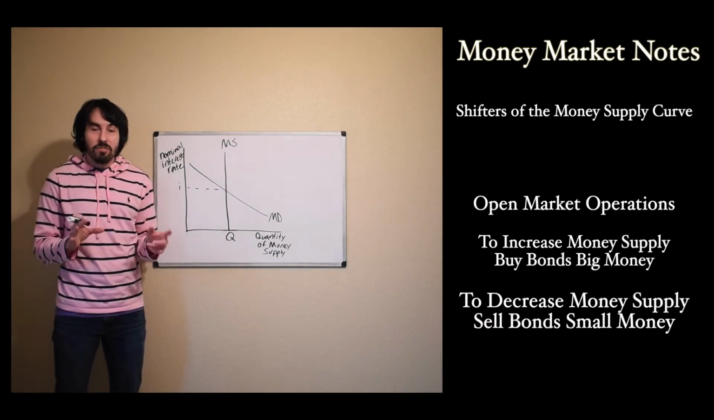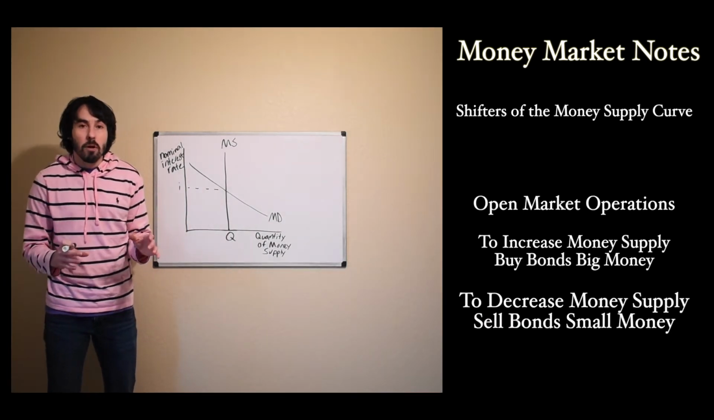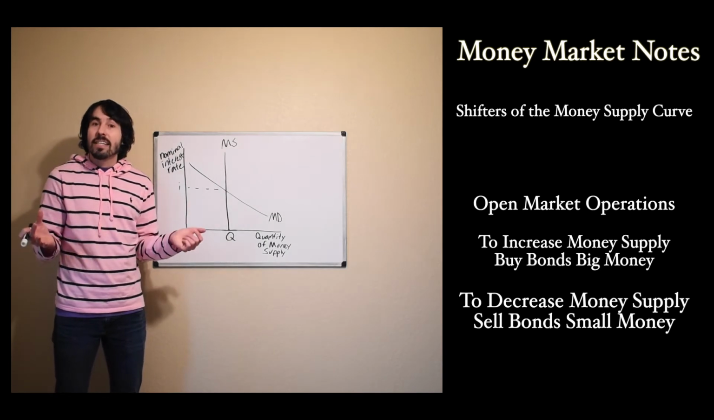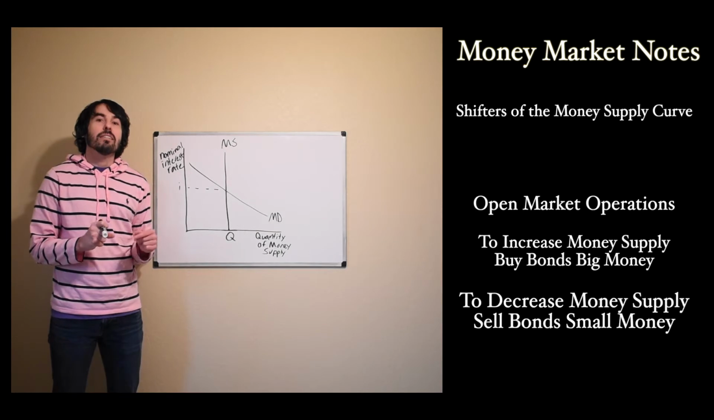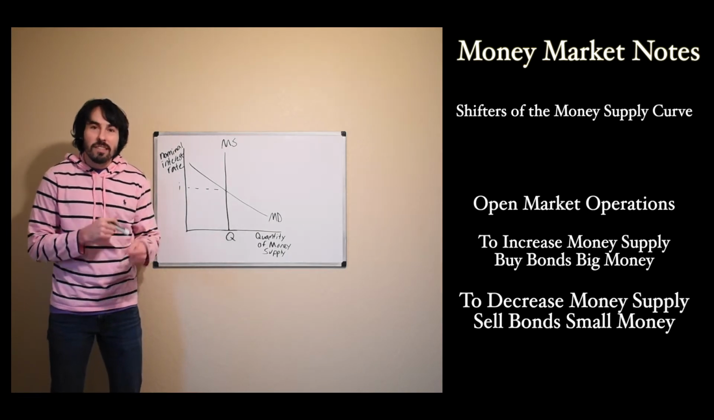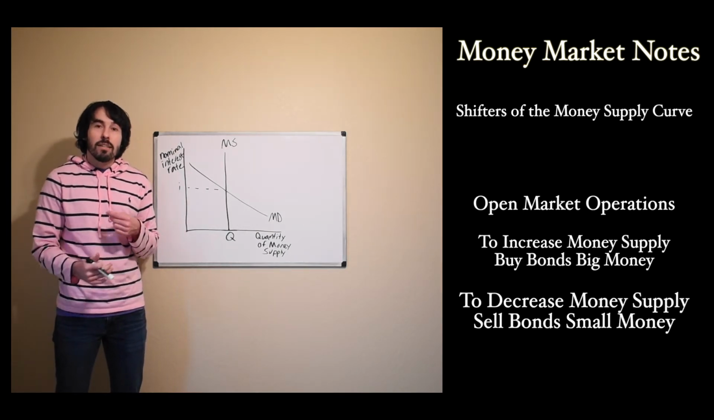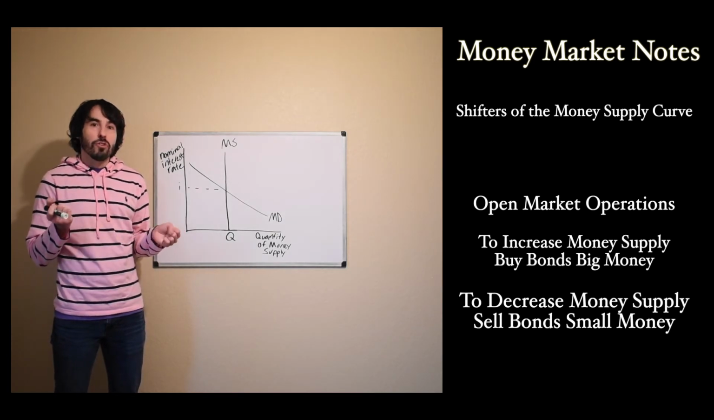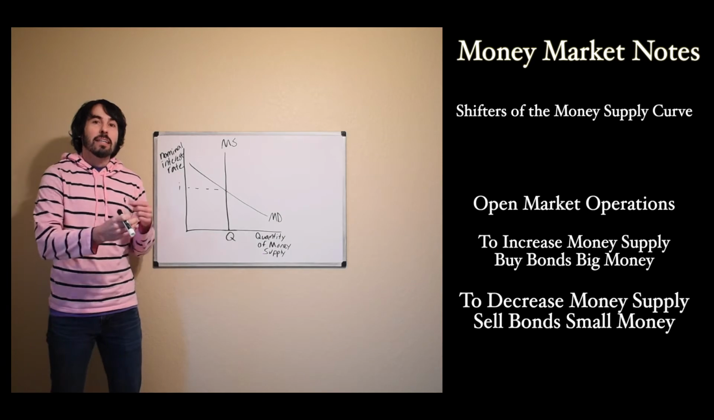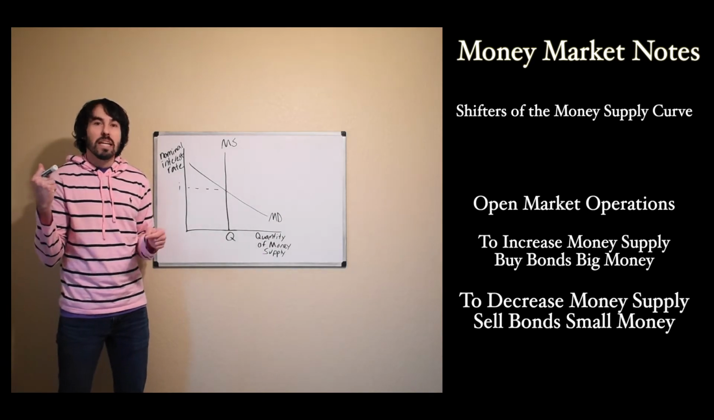The last thing that's going to affect the money supply curve is going to be open market operations, when the Fed either buys or sells government bonds. Remember, these government bonds get created when the government is doing deficit spending, and they have to borrow money by creating these government bonds in order to pay for their deficit spending. The Fed can buy and sell these government bonds with banks.